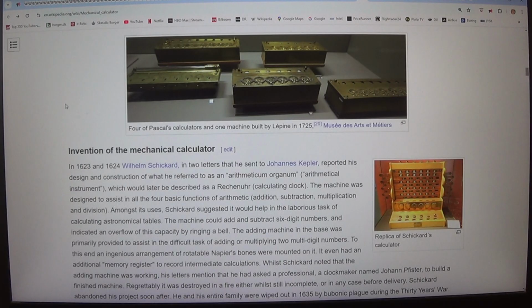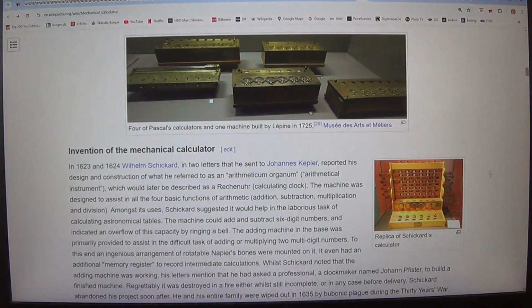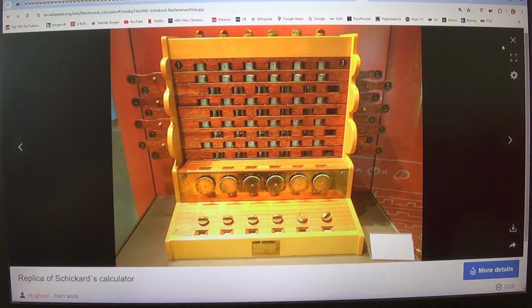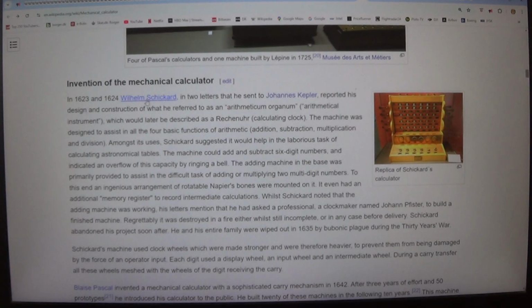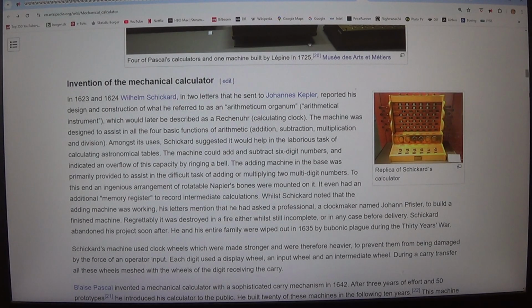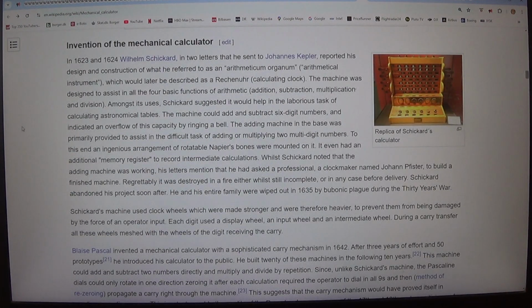Invention of the mechanical calculator. In 1623 and 1624 Wilhelm Schickard, in 2 letters that he sent to Johannes Kepler, reported his design and construction of what he referred to as an arithmeticum organum, arithmetical instrument, which would later be described as a Rechenuhr, calculating clock. The machine was designed to assist in all the 4 basic functions of arithmetic: addition, subtraction, multiplication and division.